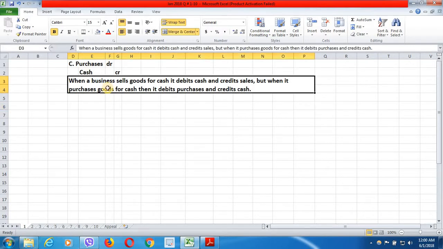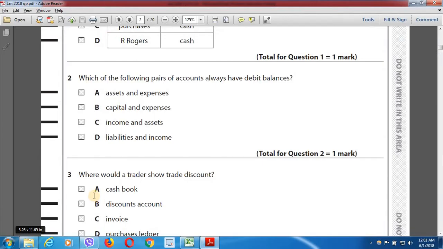When a business sells goods for cash, it debits cash and credits sales. But when it purchases goods for cash, then it debits purchases and credits cash. Clear? Next. Then comes question number 2.